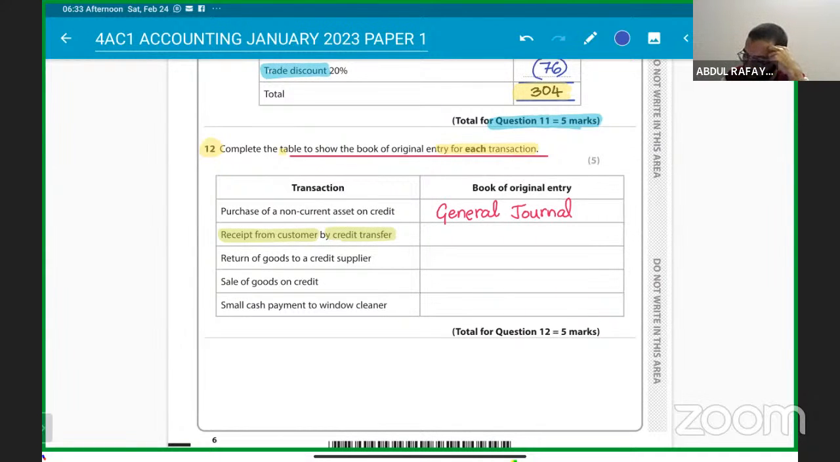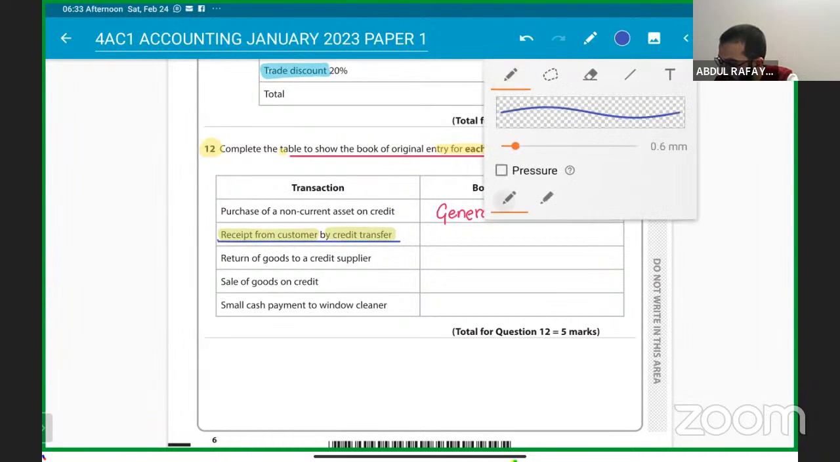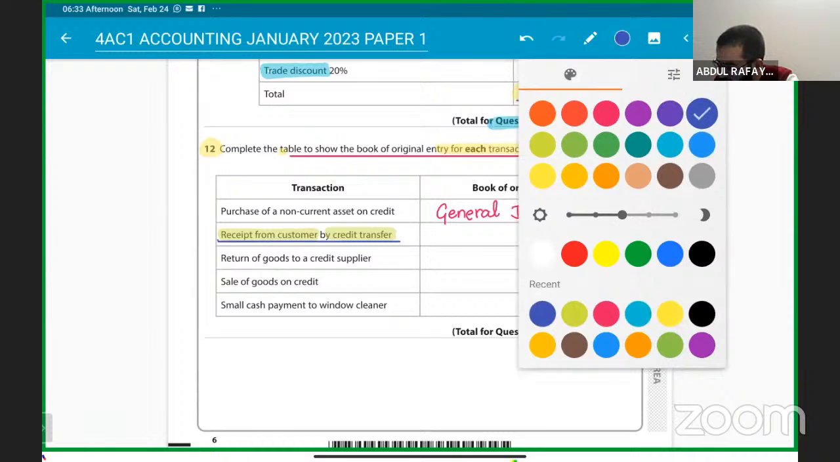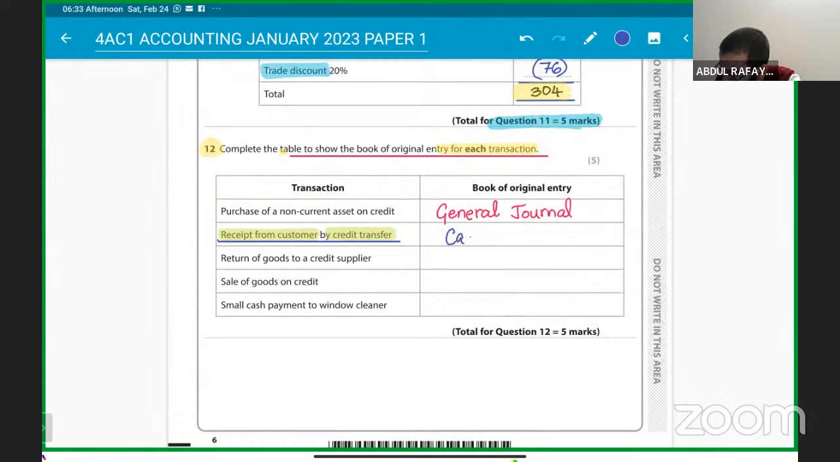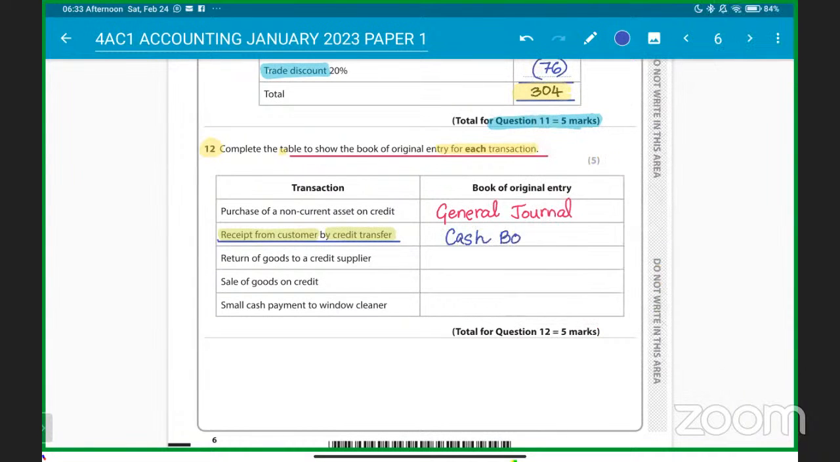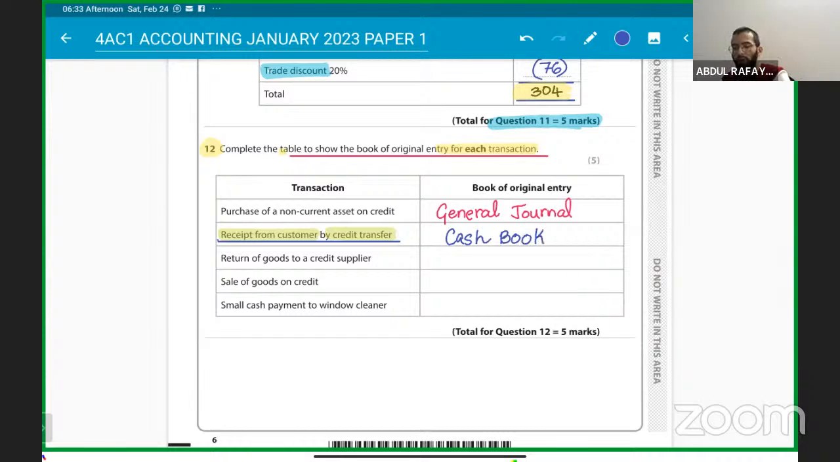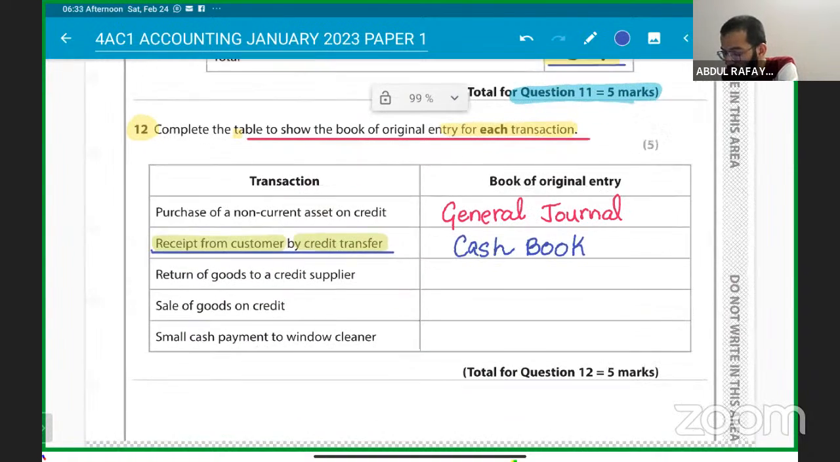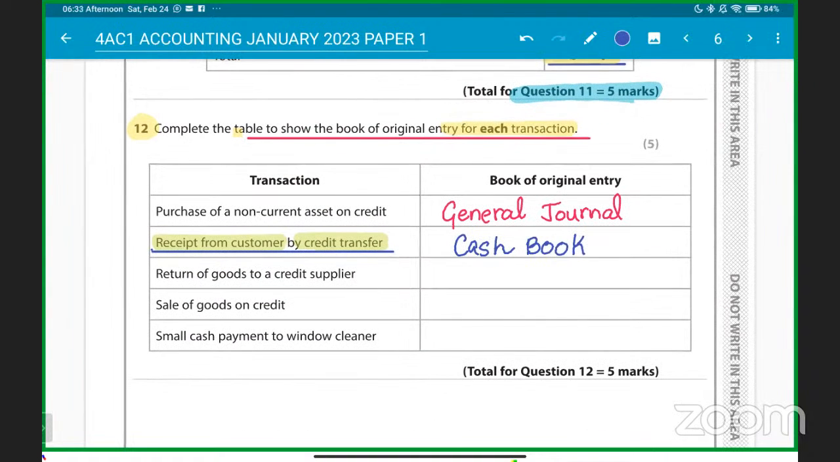So what about receipt from a customer by a credit transfer? The customer has paid by credit transfer, a banking transaction. Any transaction which involves cash and bank will go through the cash book. Okay, that's understood. So the first answer is journal. The second answer will be cash book. Got that clear?